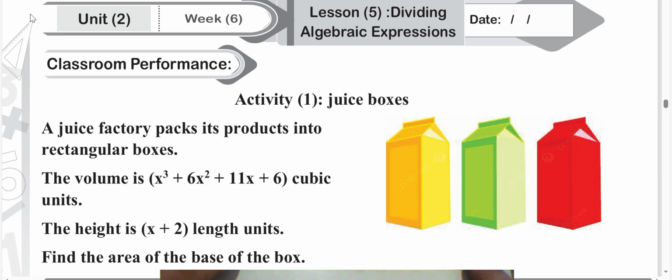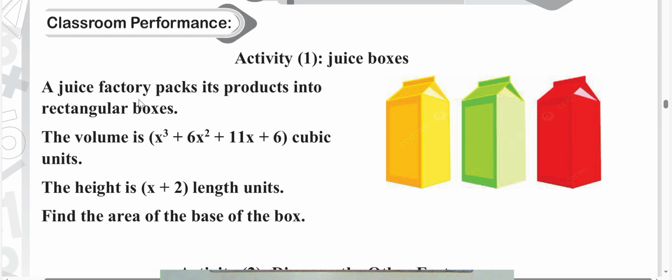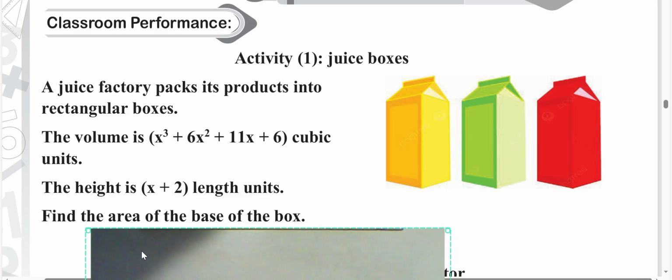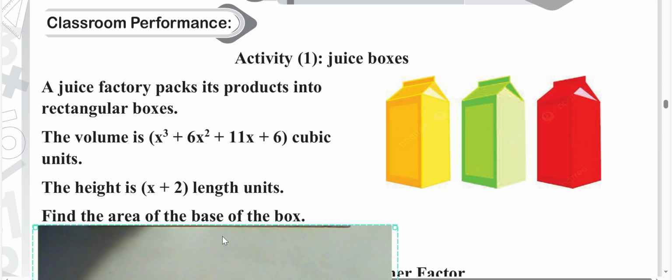Assessment number 6 from cumulative assessments in your book, last book. Activity number 1, juice boxes. Juice factory mix is packed into rectangular boxes. Volume is x^3 + 6x^2 + 11x + 6 cubic units. The height is x + 2 length units. Find the area of the base of the box.